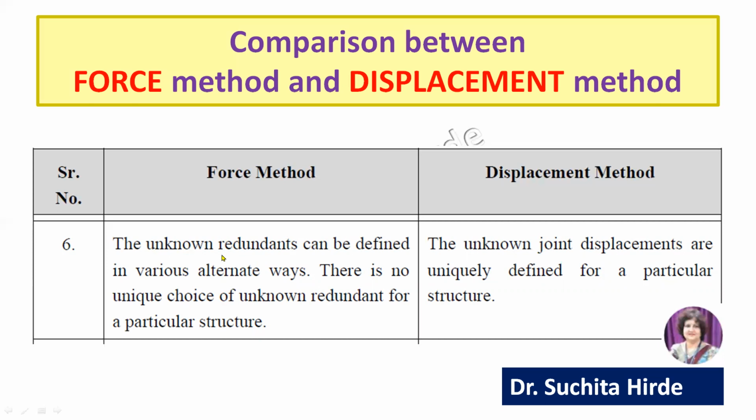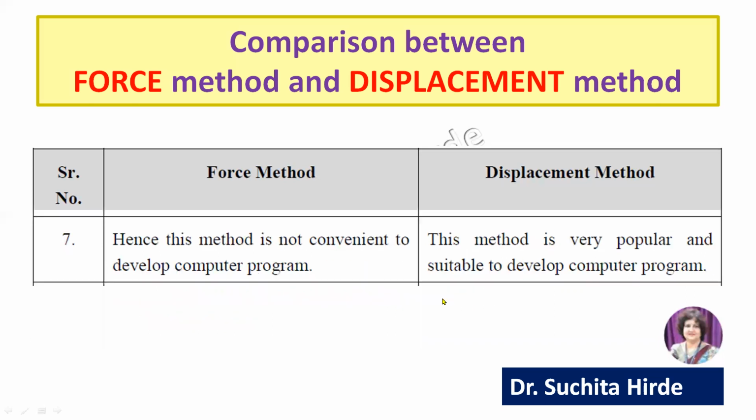Now, the unknown redundants can be defined in various alternative ways. There is no unique choice of unknown redundant for a particular structure. I will explain the meaning of this. There is no unique choice in force method, whereas the joint displacements are uniquely defined for a particular structure. So, since there is a choice in force method, this method is not convenient to develop a computer program, whereas displacement methods are very popular and they are suitable to develop computer programs.